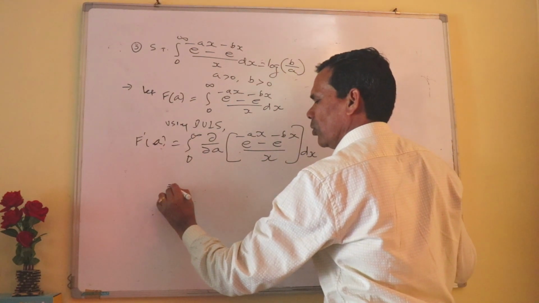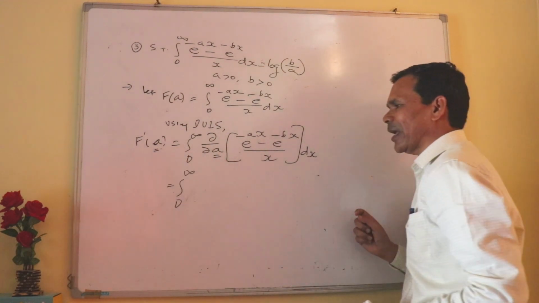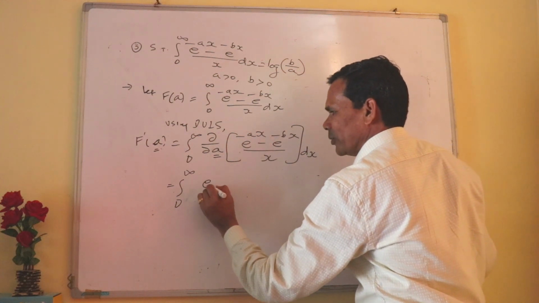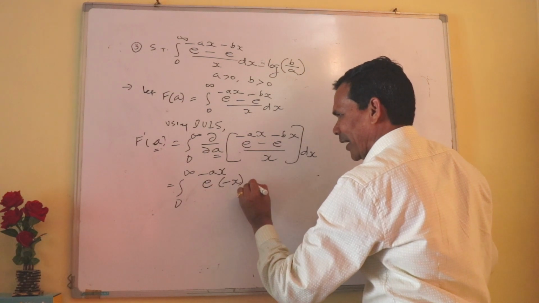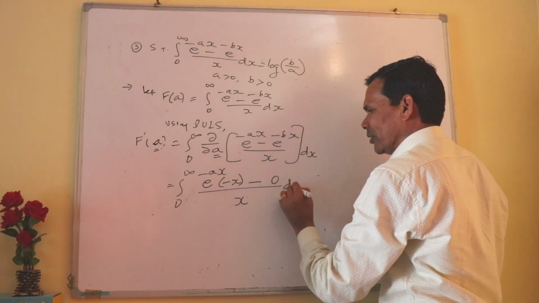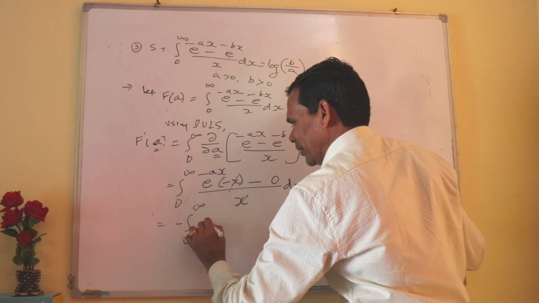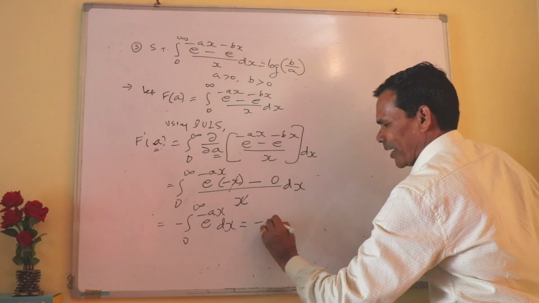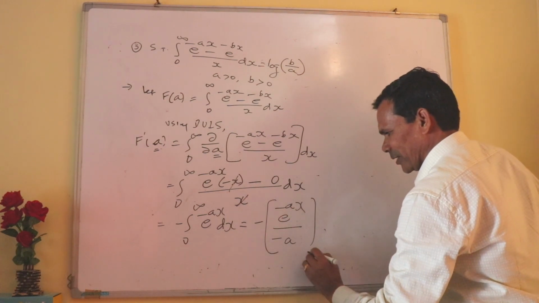So this is equal to the partial derivative with respect to a. If you choose parameter b, then the partial derivative with respect to b. So here the derivative of this with respect to a is e raised to minus x into minus x, and this is 0 divided by x, because x is constant, b is constant with respect to x. So you are getting minus the integral from 0 to infinity of e raised to minus x dx. We integrate this: minus e raised to minus a upon minus a. It is something like this.